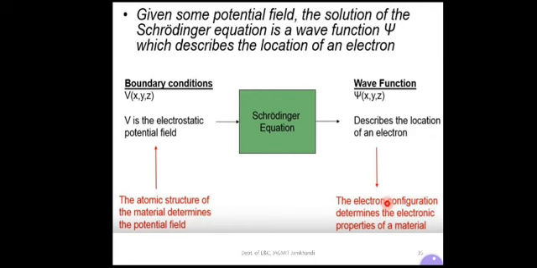Given some potential field, the solution of the Schrodinger equation is a wave function psi which describes the location of an electron. So we can take a boundary condition V of xyz. V is the electrostatic potential field, that is, the atomic structure of the material determines the potential field. If we apply a boundary condition to the Schrodinger equation, the wave function psi of xyz, in different coordinates, describes the location of an electron. So the electron configuration determines the electronic properties of a material.